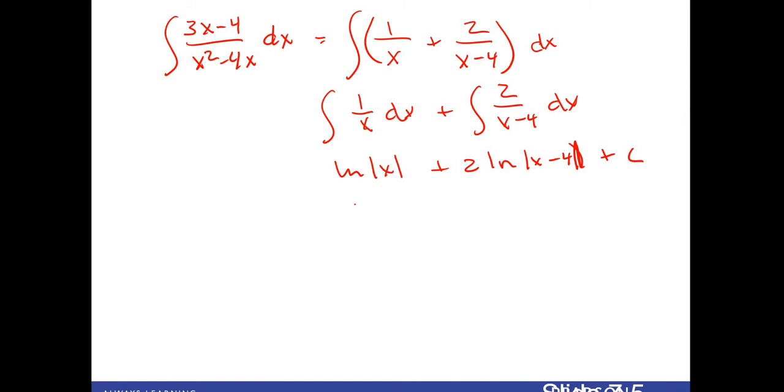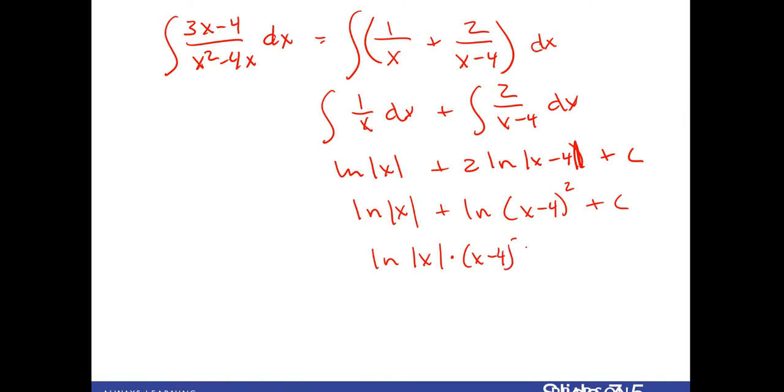I can simplify this further. I can say ln of x plus ln of x minus 4 squared. I don't need absolute value anymore because anything squared is positive. Using my product rule, I have ln of x times x minus 4 squared plus c.